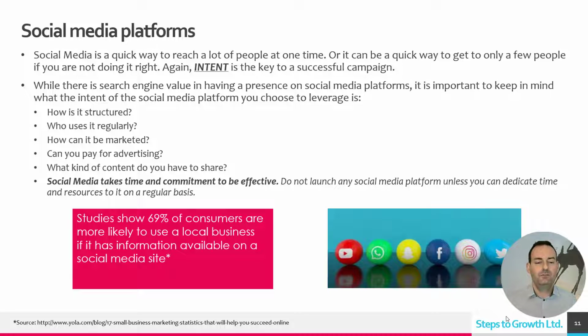Now we get on to social media platforms, and this is what most people actually think about when they're talking about digital marketing. I need to post online. So social media is a quick way to reach a lot of people at one time. That's the big benefit. Or it can be a way to get only a few people if you're not doing it right. So again, intent is the key to successful campaigns and using social media successfully.